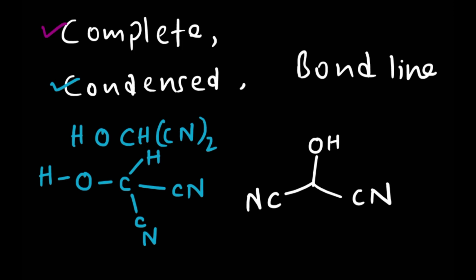Here another element is there, nitrogen, in both cases, so we cannot draw the skeleton like before. In the case of propane we write it like this, but here we cannot write like that, so we have to write all the functional groups: the 2 cyanide groups and the hydroxyl. So this structure is for both the bond line and the condensed structure.